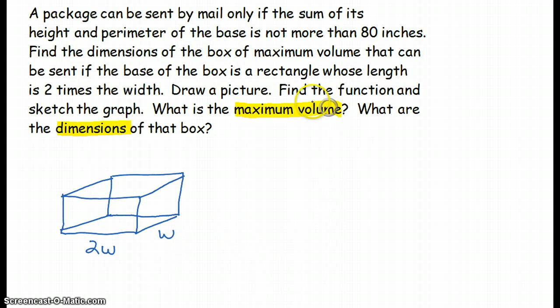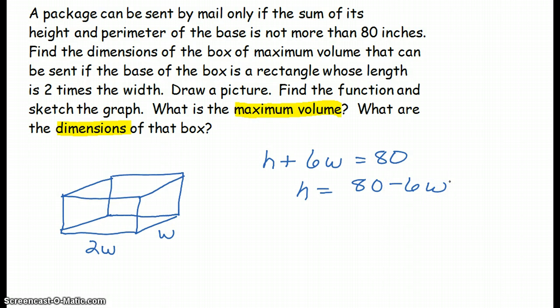So if I want to find the volume, since that's what they're asking for, the maximum volume, I need to find out what the height is. So I go back up in the problem, what they told me about the height. Well, the sum of the height and perimeter is not more than 80. So the height plus the perimeter, what's the perimeter of my base? 2W plus 2W plus W plus W, so it's 6W. And it's not more than 80, so I'm going to put 80 since that's the maximum that I can have. So the height in terms of W would be 80 minus 6W.